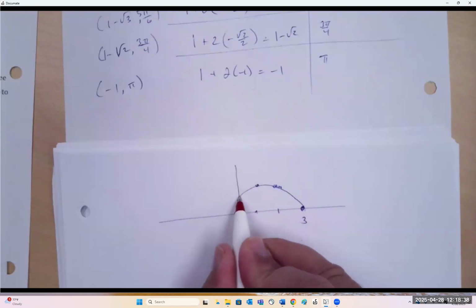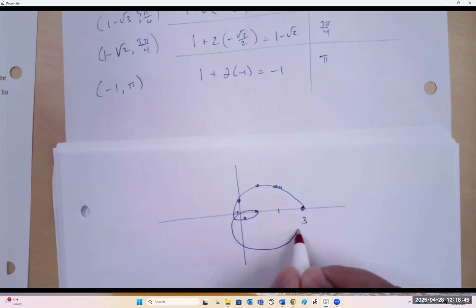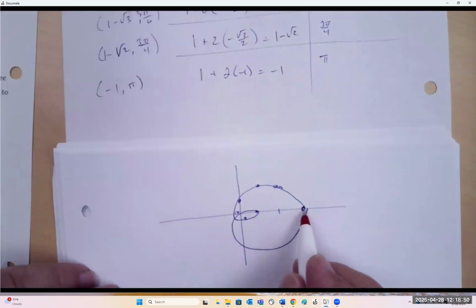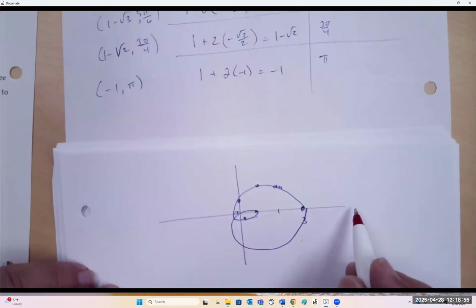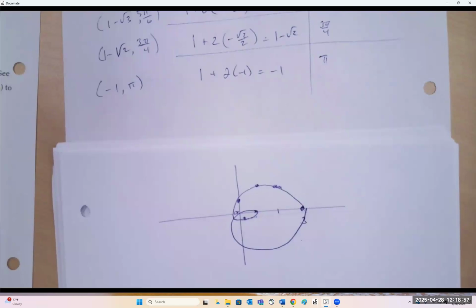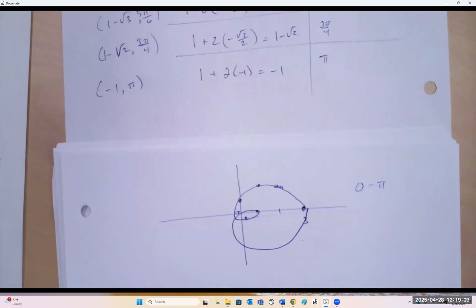Since it's symmetric about this, it has to go again. This is all the points we got. Since it's symmetric about the polar axis, just flip it over. That's the beauty of it. We just have to do half of it. That's how come we only went from 0 to pi instead of 2 pi all the way around. When they're nice and easy like that, they're easy to graph.